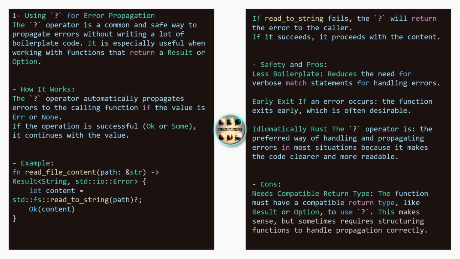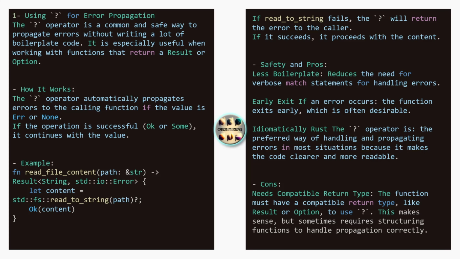And the cons, it needs compatible return types. So you see the return types have to be result or option. So the function must have compatible return types like result or option to use the question mark. This makes sense, but sometimes requires structuring functions to handle propagation correctly.